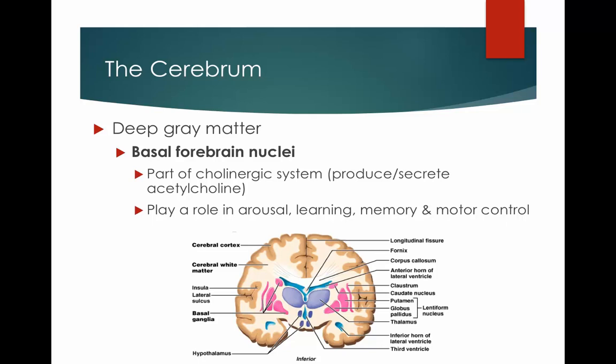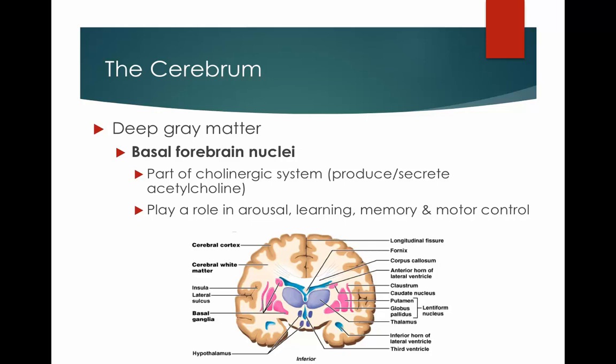Another area of deep gray matter is the basal forebrain nuclei. Your basal forebrain nuclei is part of what we call the cholinergic system. And these are brain structures that are responsible for producing and secreting acetylcholine. Acetylcholine is an excitatory neurotransmitter, at least how we're using it in terms of the function of the basal forebrain nuclei. Its ability to produce and secrete acetylcholine and contribute to the synapses of the prefrontal cortex, as well as its communication with the thalamus, plays a really big role in cortical arousal, and in our ability to learn and form memories.